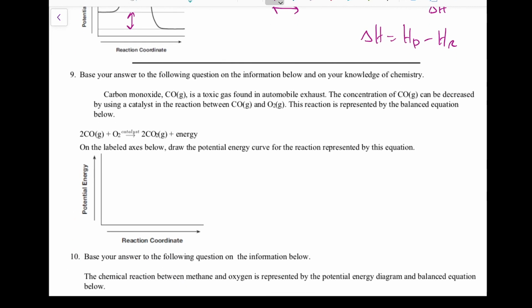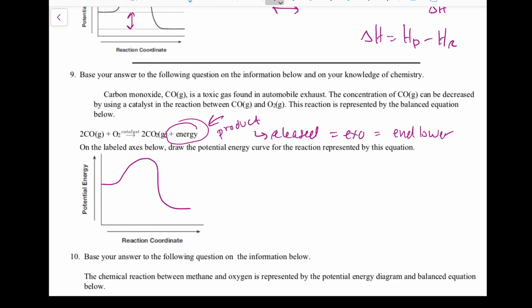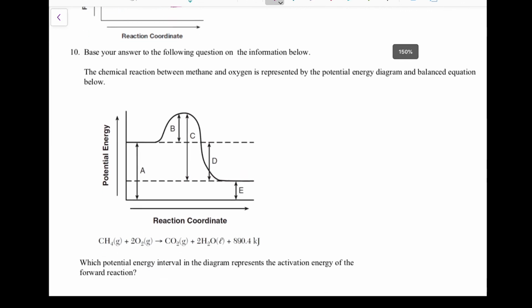Number 9 wants you to draw the diagram, and it's saying based on this reaction. Here you have energy as a product. If you have energy as a product, that means it was released, and if it was released, that's exothermic. If it's exothermic, that means you end lower than where you start. So it should look something like that. Make it very obvious that you're ending lower than where you started. Doesn't need to be perfect, it's just a quick sketch.